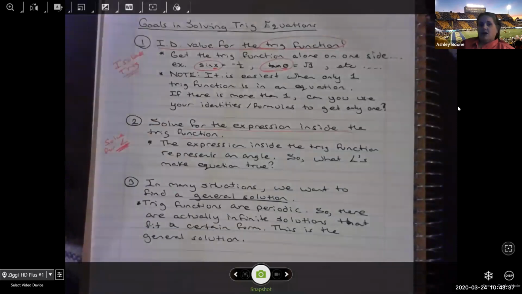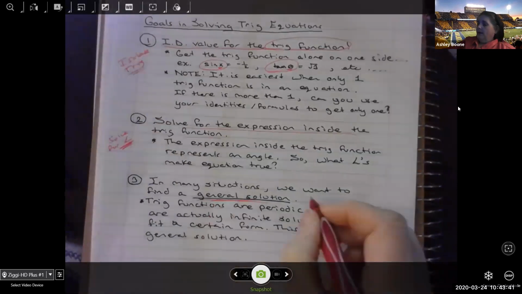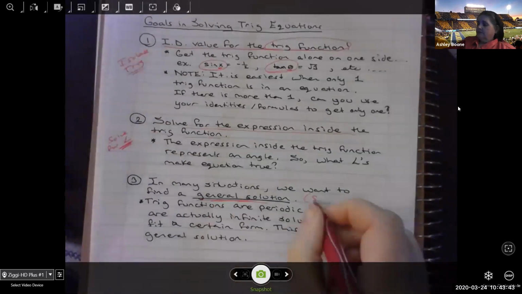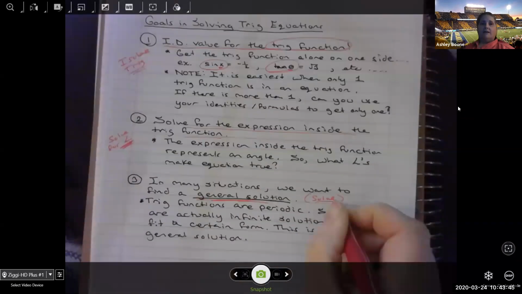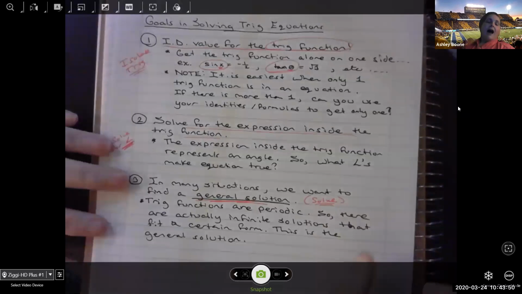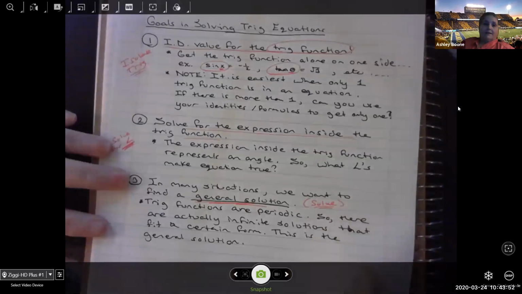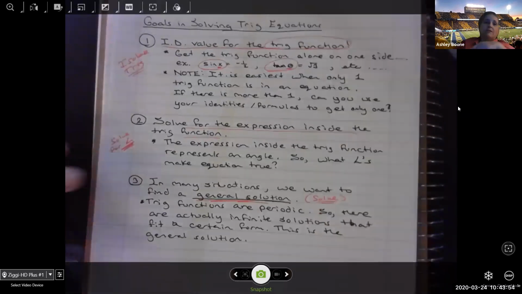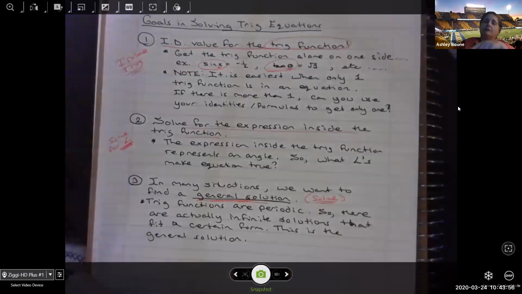And the last step, you may be asked to find a general solution, or a problem might just say solve without having an interval or anything that you're wanting to deal with. Our trig functions are periodic. They repeat. You can go around the unit circle forever, right? So there are infinite angles that make equations true because we keep hitting coterminal angles as we go.